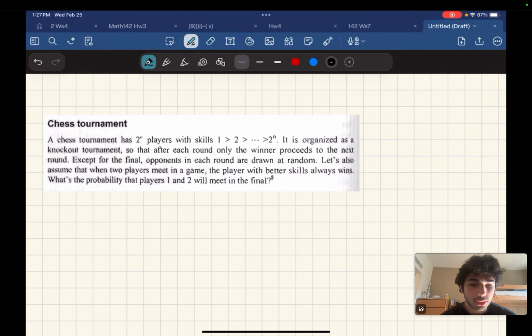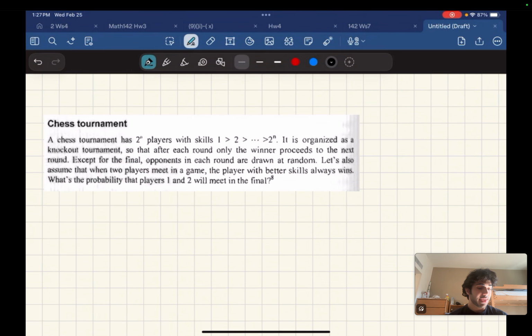Okay, this question is called chess tournament. It says a chess tournament has 2 to the n players with skills 1 is more than 2, 2 is more than 3, all the way down to the second to last player being more than the last player in terms of skill.